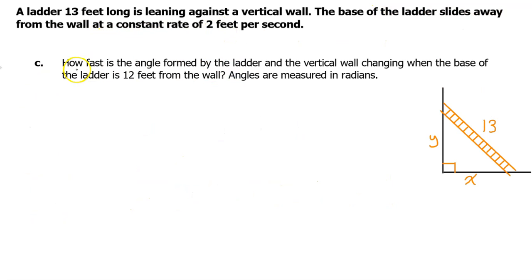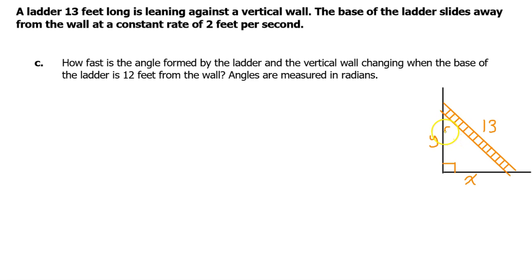Same setup. Part C. How fast is the angle formed by the ladder and the vertical wall changing when the base of the ladder is 12 feet from the wall? Angles are measured in radians. They are talking about the angle between the ladder and the wall. So that's this angle right here.